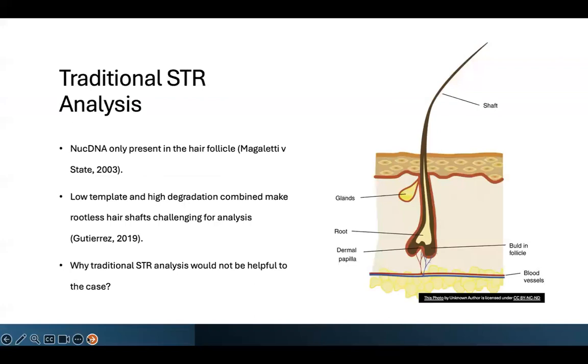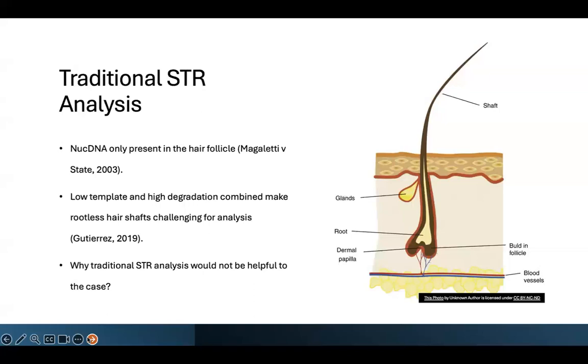Before we talk about that, why was traditional STR analysis not helpful for this case? As I mentioned, they had a strand of hair, and to be specific, they had the shaft of a strand of hair. Nuclear DNA is only present in the hair follicle, and the hair follicle contains a high amount of DNA for traditional STR analysis. So this makes sense, as you can see in the right hand side image. The shaft is not directly connected to the body compared to the follicle.